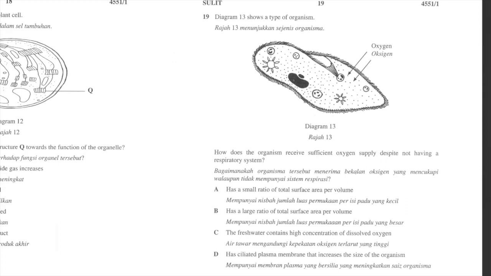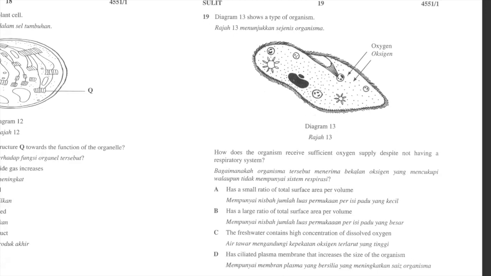Okay, so jawapan dia adalah B. Okay, it has a large ratio of total surface area per volume. Apa maksudnya adalah, maksudnya kat sini, okay, this is organism. Okay, so maksudnya organism ni awak tengok kan, dia walaupun simple macam ni, dia ada depan dan belakang, dia ada kiri dan kanan, dia ada atas dan bawah. Okay, maksudnya oksigen tu dia boleh masuk daripada atas pun boleh, daripada bawah pun boleh, daripada kiri pun boleh, daripada kanan pun boleh. Boleh faham?